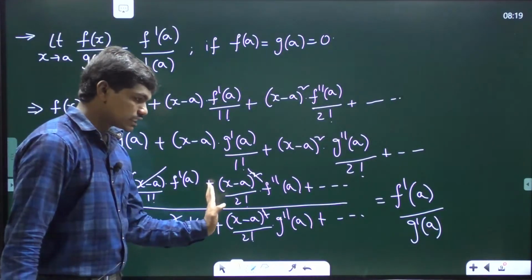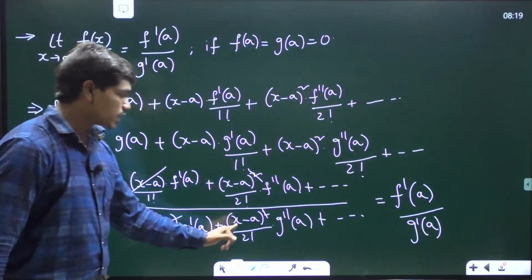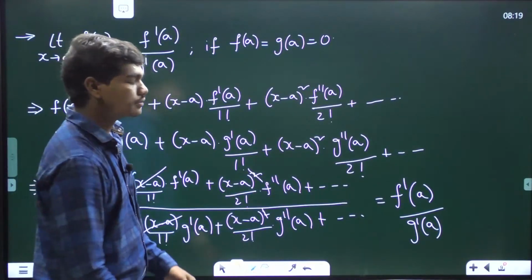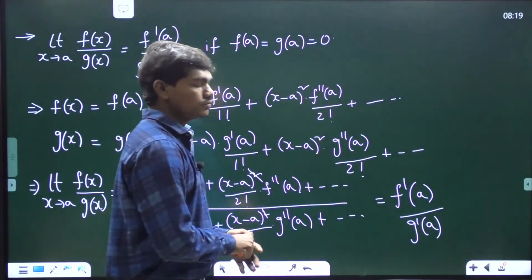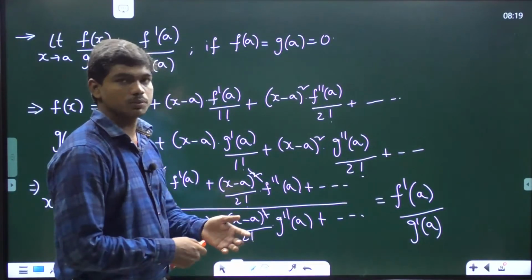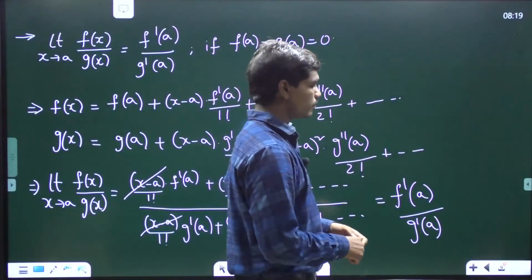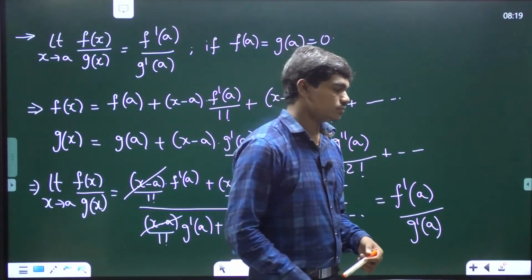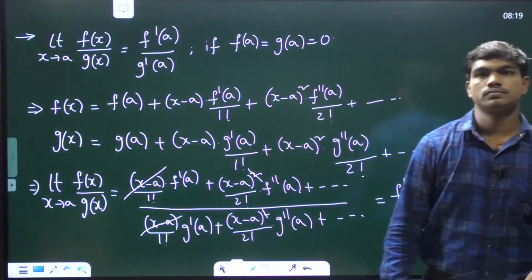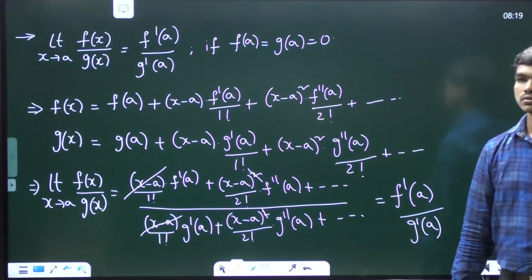See, I'm not considering these terms because it extends to a, all these terms are zeros. Okay, so that's why. This is how basically you will evaluate L'Hospital's rule based on this Taylor series. Okay.